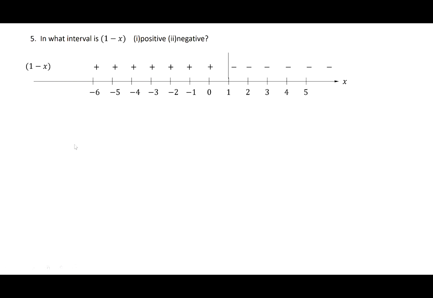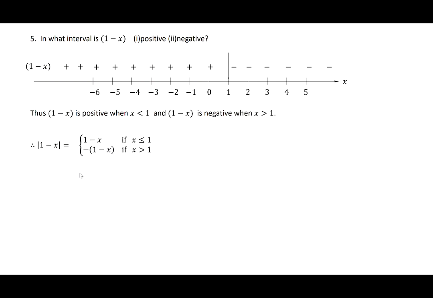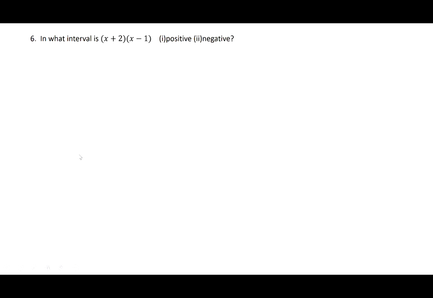So if we are trying to figure out what the absolute value of 1 minus x is, then in the interval negative infinity to 1, this is positive. So we'll say it is equal to the quantity itself when x is less than or equal to 1, whereas the negative of the quantity when x is greater than 1. When x is greater than 1, this guy is negative. So we replace the absolute value of the quantity with the negative of the quantity. Cool? Okay.